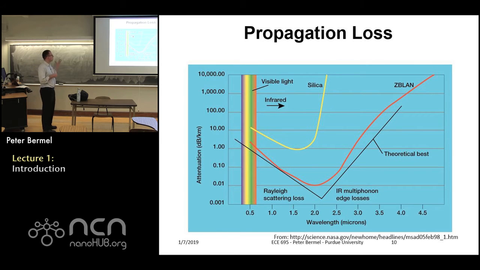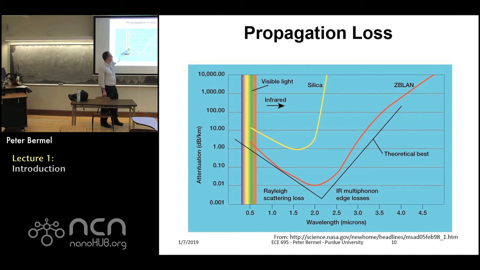So this is just illustrating this in a slightly different way to show you that the theoretical best may look something like this. But if you include these ideal materials like ZBLAN, which are not really standard glass at all, then you can get really, really low attenuations, maybe even as low as 1/100th of a dB per kilometer. So that's really, really low.